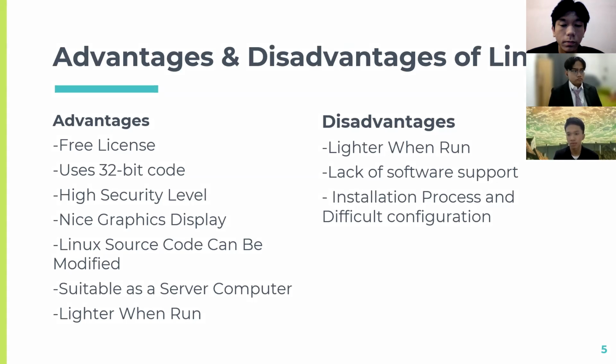Every operating system has its own advantages and disadvantages. Linux, as an open source operating system, certainly has many advantages. Here are the advantages of Linux. The first one is free license. Linux is an operating system that can be used by anyone for free. And then it uses 32-bit code. By using this code, Linux works well and minimizes the occurrence of crashes when running applications.